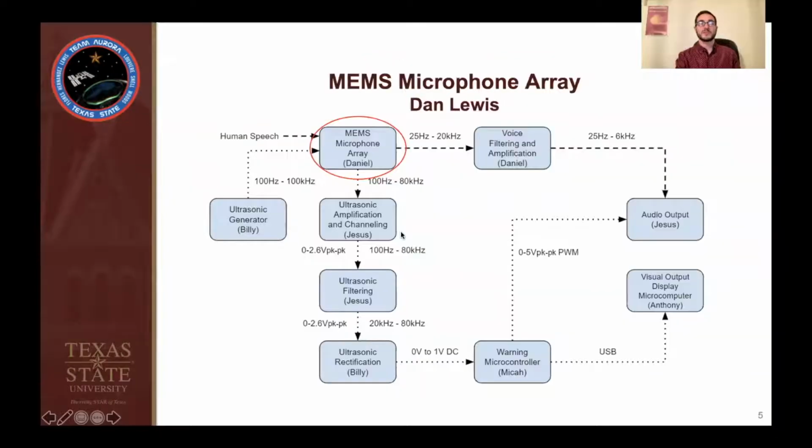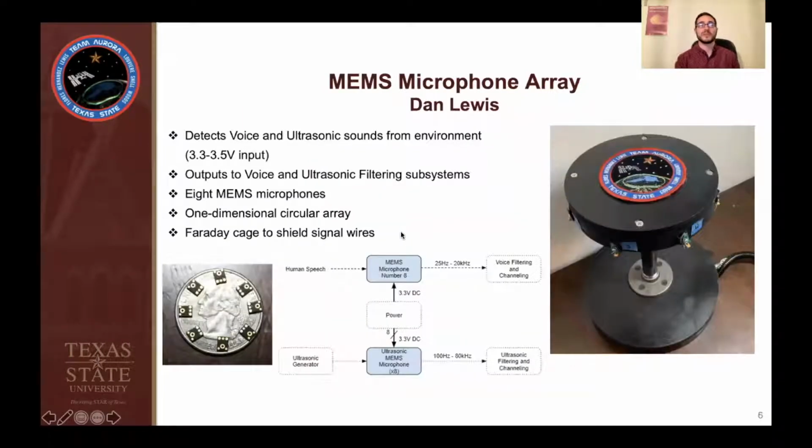The MEMS microphone array is 8 microphones in a one-dimensional circular array to show the sound localization capabilities of our system. The array is much larger than a flight-ready version would be to allow us to create and demonstrate the proof of concept. MEMS microphones are very small, and you could fit all 8 microphones on an array the size of a quarter. A Faraday cage throughout the assembly was made to protect the signal from the wires in the system behaving as antennas. Microphone 8's signal is used for both voice and ultrasonic functions.